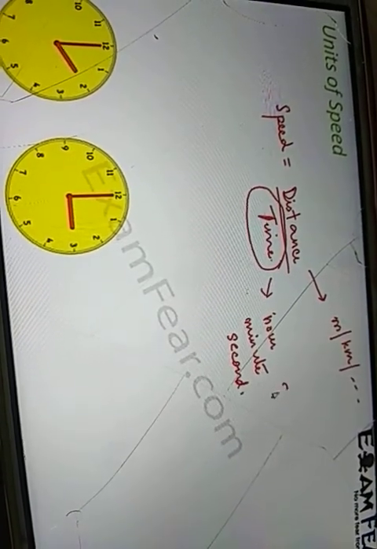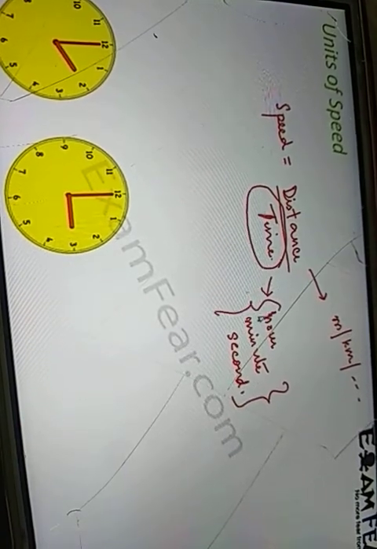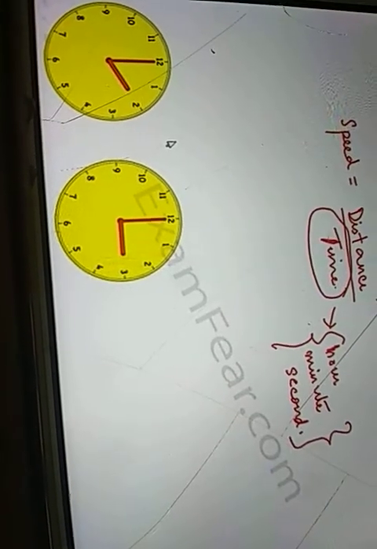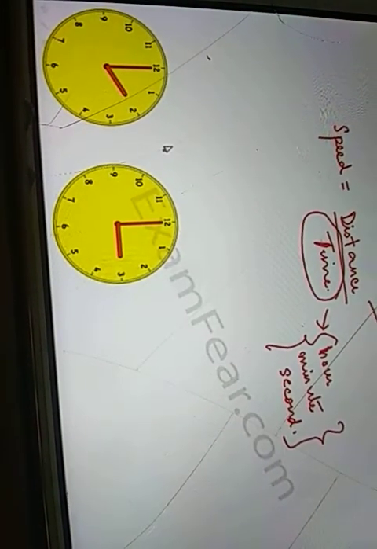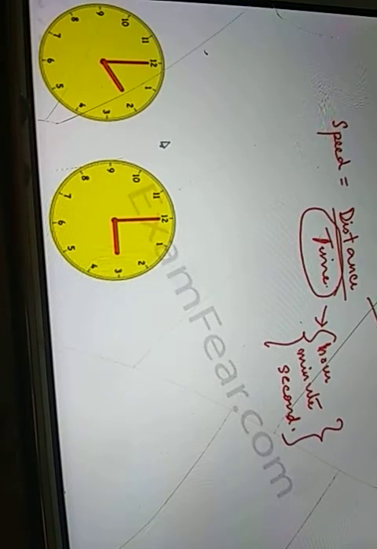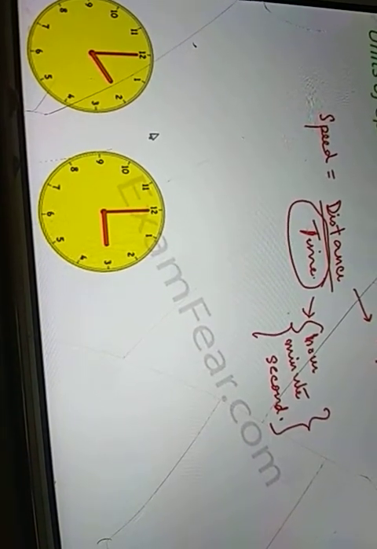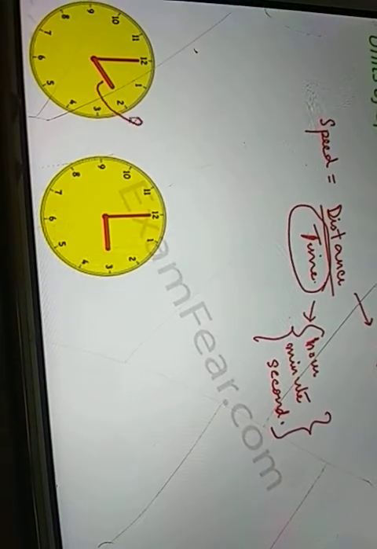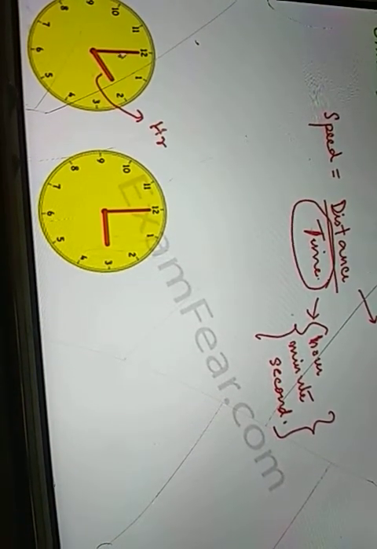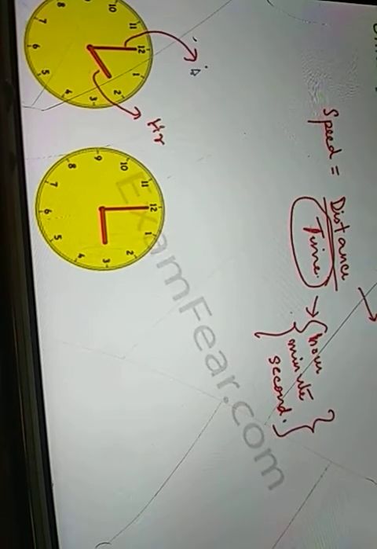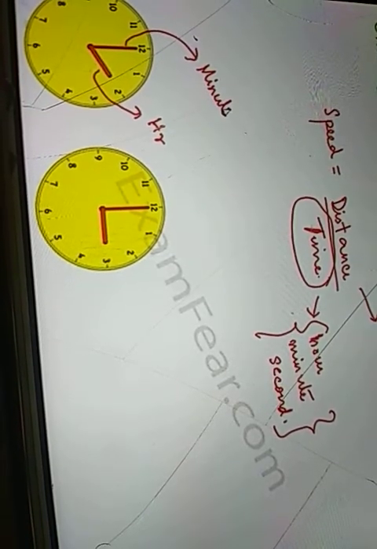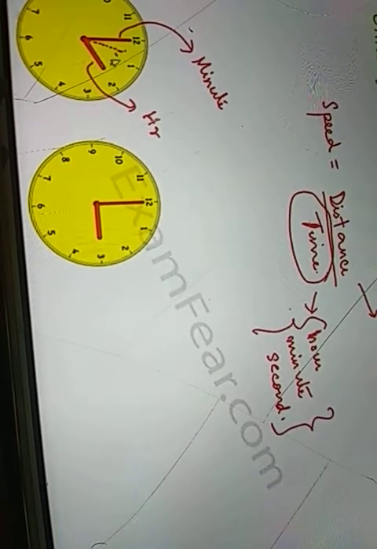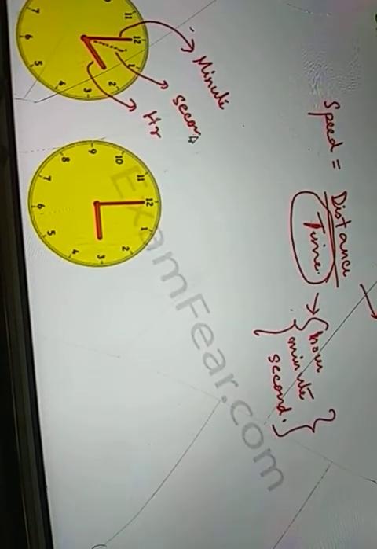Now, in order to understand these three, the best example would be looking at your wall clock. On the wall clock, you can see a big hand, a small hand, and a very thin and tiny hand which moves very fast. These three hands are the hour hand, minute hand, and the second hand. The smaller hand is the hour hand. The larger hand is the minute hand, and the very thin hand which moves very fast is the second hand.